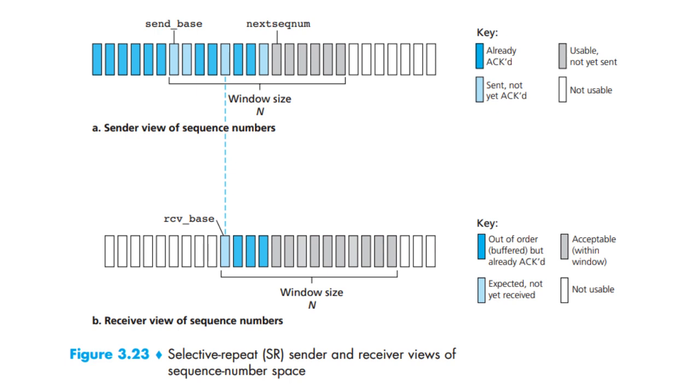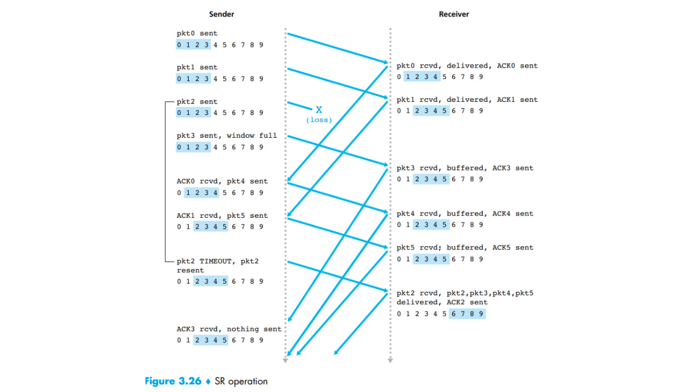This example illustrates an important aspect of SR protocols. The sender and receiver will not always have an identical view of what has been received correctly and what has not. SR operation: the figure shows an example of SR operation in the presence of lost packets. The lack of synchronization between sender and receiver windows has important consequences when we are faced with the reality of a finite range of sequence numbers.